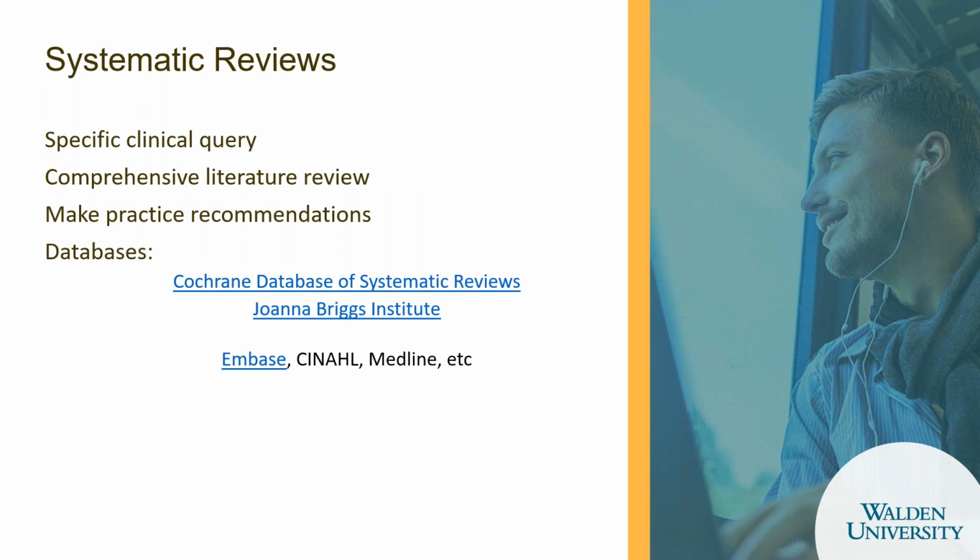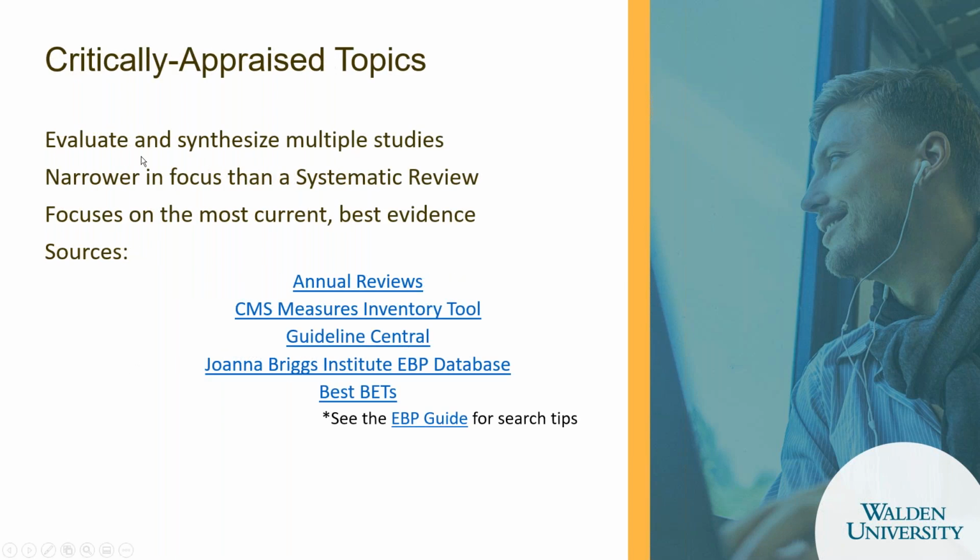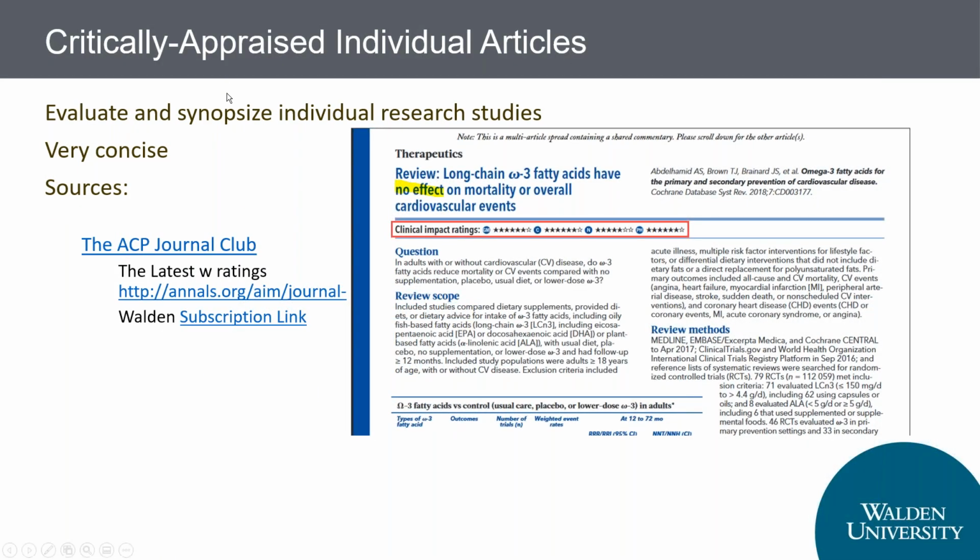We've got systematic reviews. One of the best places to get those is Cochrane, and we'll look at that a little bit later. Joanna Briggs. We've got guidelines for those critically appraised topics, and then critically appraised individual articles. I just wanted to show you an example of that, and this is from the ACP Journal Club. It is taking a particular clinical question here about the long chain fatty acids and whether or not that's going to help you avoid a second heart attack or a first one for that matter.